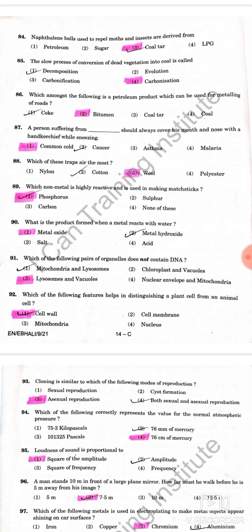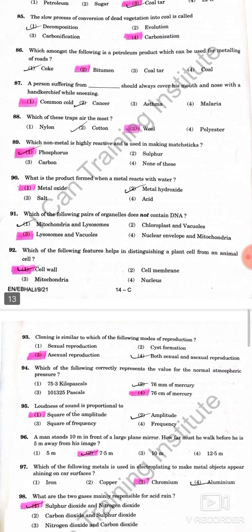Question number 89. Which non-metal is highly reactive and is used in making matchsticks? And the answer is option number 1. Question number 90. What is the product formed when a metal reacts with water?